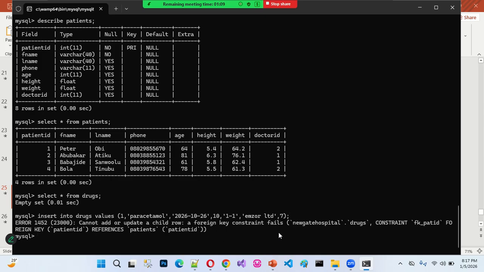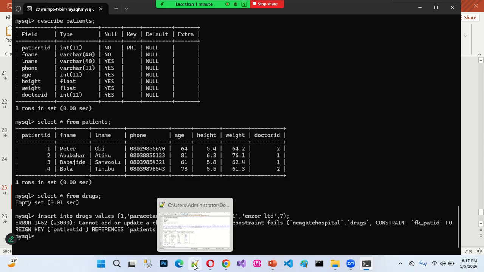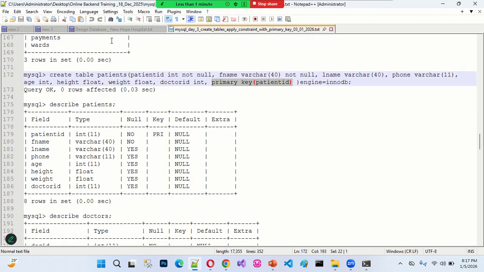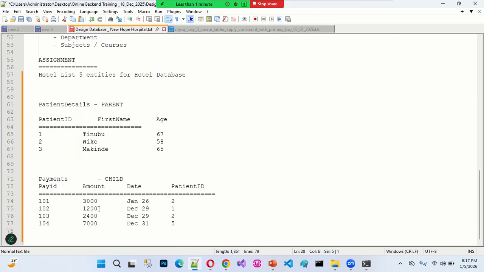The system refused to accept this record because it's telling us that we cannot add or update a child row. A foreign key constraint fails. That is just because there is no patient called 7. And look at what I gave as an example before, that if you do something like this and a record like this exists, there's no patient called patient 5 here and the system stores it. That means your table has lost its integrity because the relationship is not properly implemented. Do you get it now?